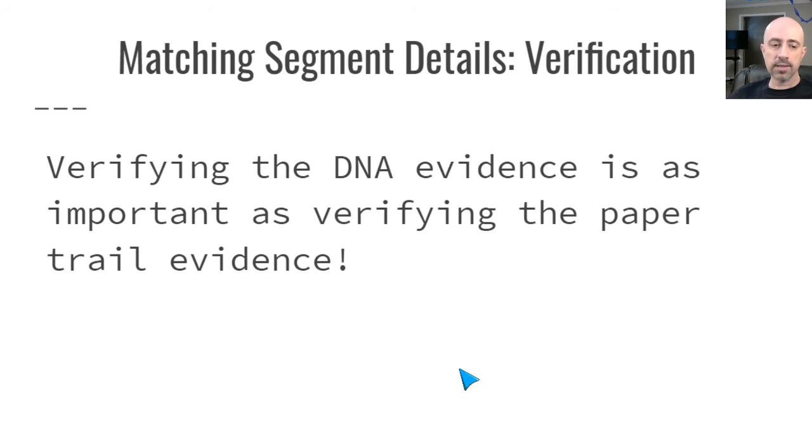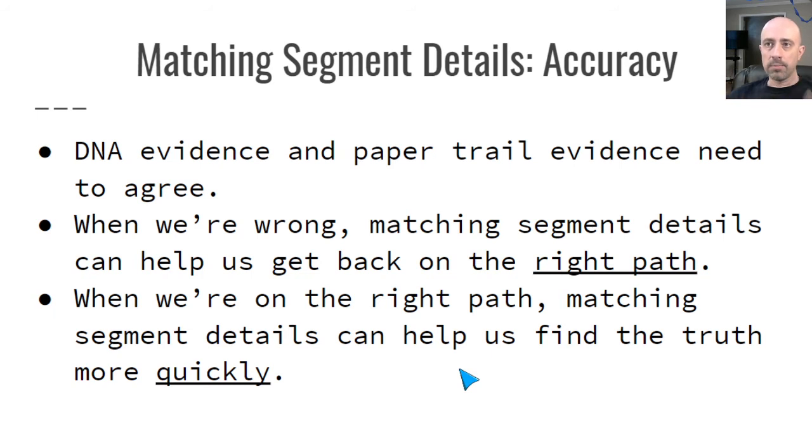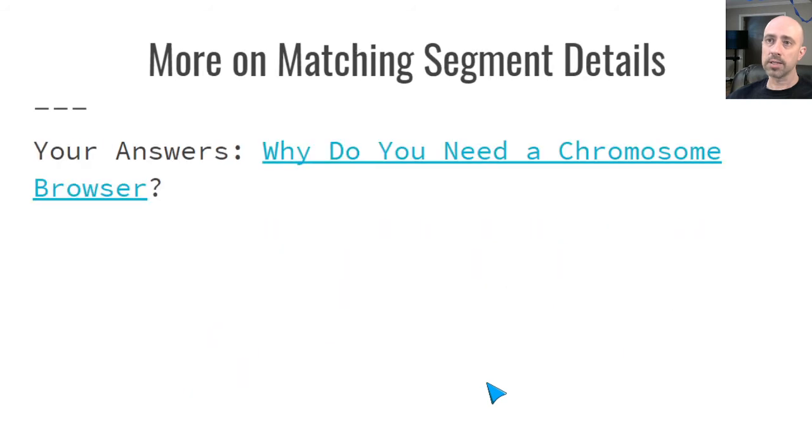But I think that what isn't emphasized enough is the fact that verifying the DNA evidence and scrutinizing that and really hesitating to jump to conclusions about the DNA evidence is as important as the paper trail, if we want our DNA connections to mean anything at all, if we want to be sure that we're using it to the fullest extent and we're doing as much with it as possible, we need to scrutinize it very carefully. So along those lines, I would say that DNA evidence and paper trail evidence need to agree. When they don't agree, it's telling us that we might be on the wrong path. And if we look carefully, we can get back on the right path. If we're already on the right path, these matching segment details can help us get to the correct conclusions more quickly. Those are the lessons that I've gleaned from a lot of matching segment comparisons.